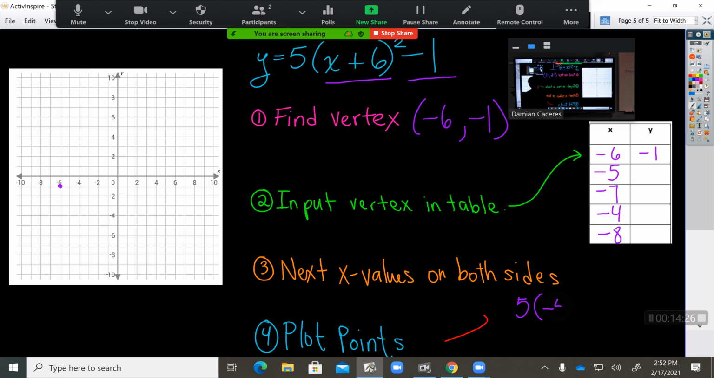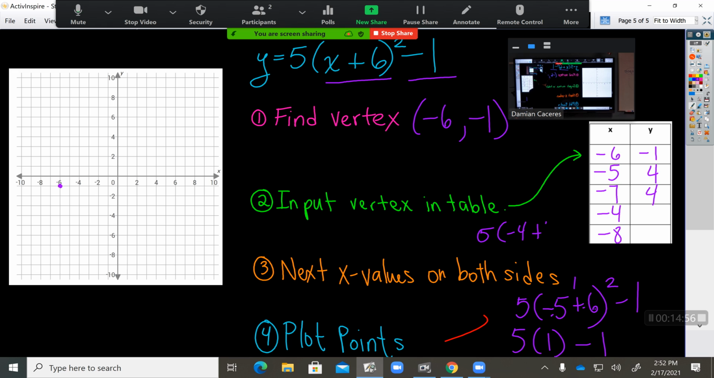5 times -5 plus 6 squared minus 1. Now, -5 plus 6 is +1. 1 to the second power is 1. And 5 times 1 minus 1 is 4. If -5 gave me a result of 4, then -7 also has to give me a result of 4 because it's a U-symmetric shape.